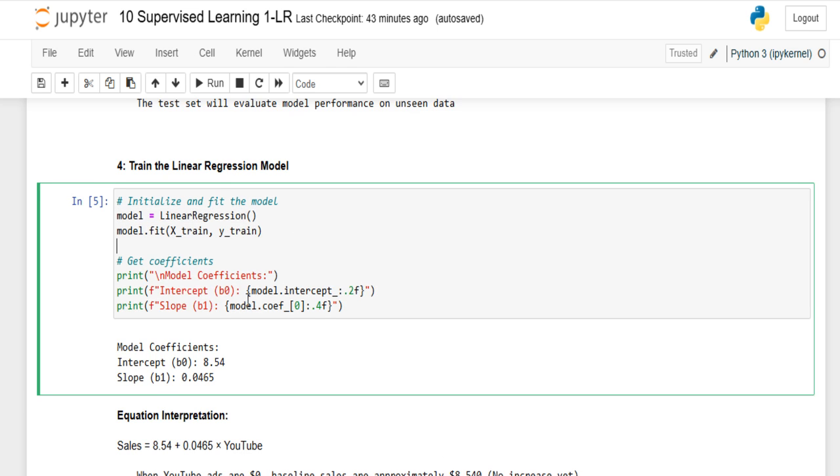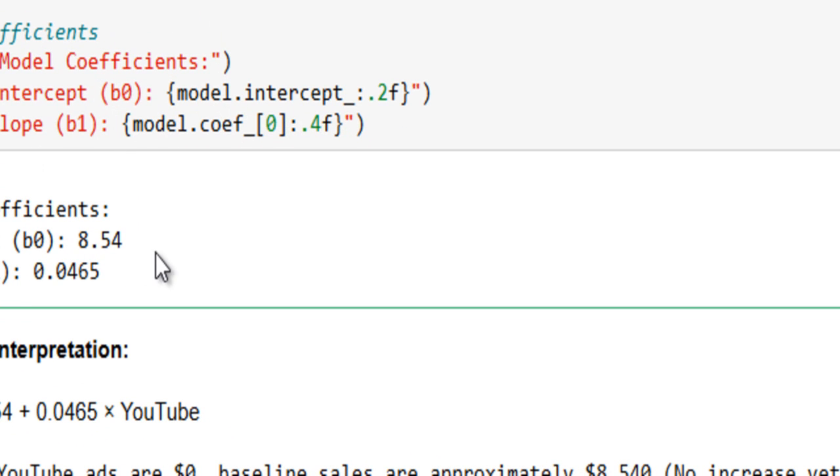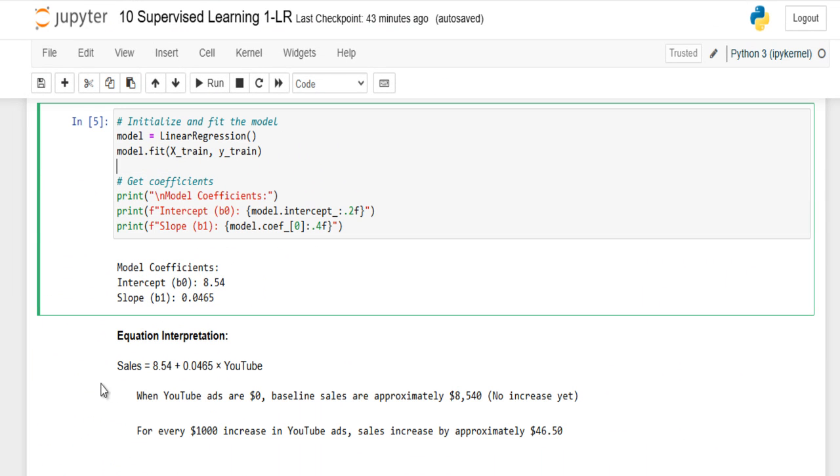So let's look at the result we got here. When we run this, we have 8.54 as our b naught, the intercept. This is our coefficient, our slope, which is 0.04565. Don't forget the formula I showed just now up there: our y is equal to our intercept plus w1 multiplied by our predictor. So when YouTube ad spending is at the $0 baseline, sales are approximately 8,540. No increase yet.